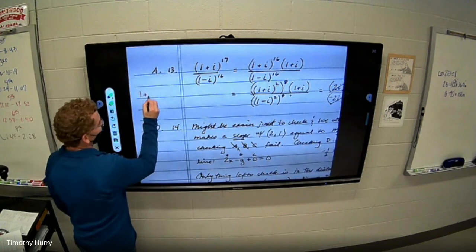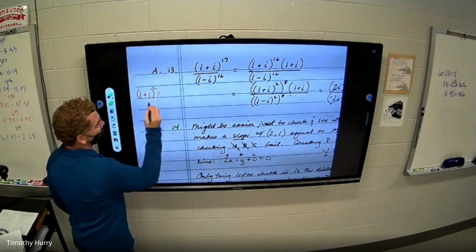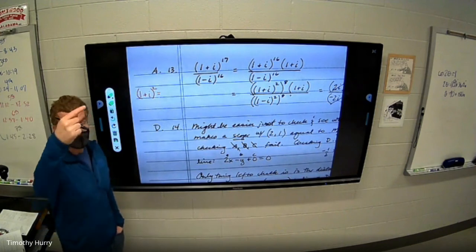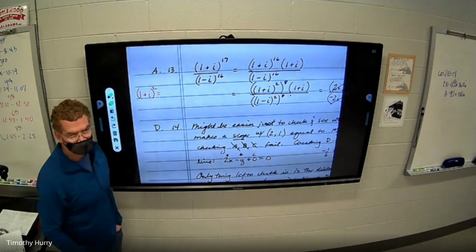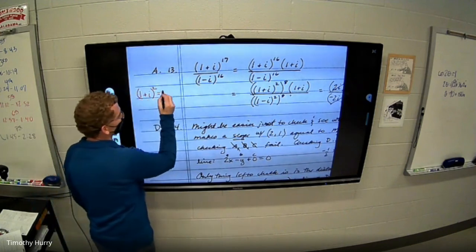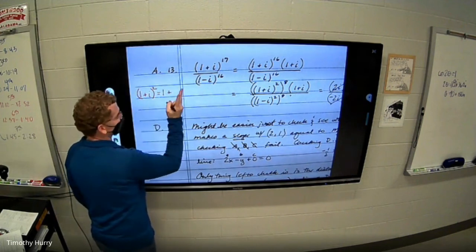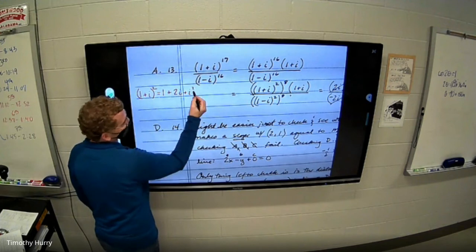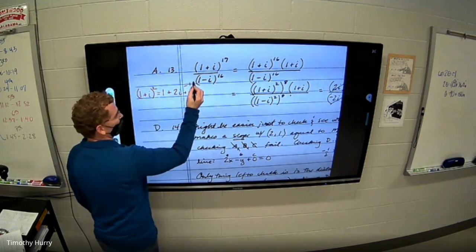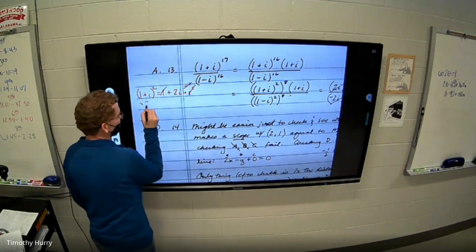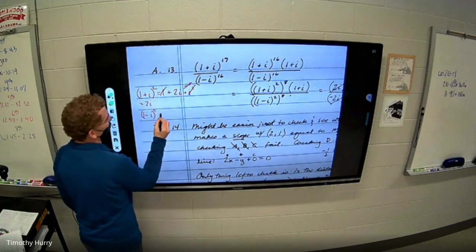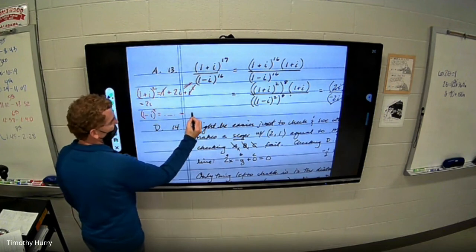1 plus i, when I square it, gives me a monomial. Monomials are easier to raise to powers than binomials. Look, if I square that, I get 1 squared, that times 2i, and then the i squared. But the i squared is what? -1. And the -1 and the 1 cancel. So all of this is 2i. If I do the same thing with 1 minus i squared, I end up getting -2i.